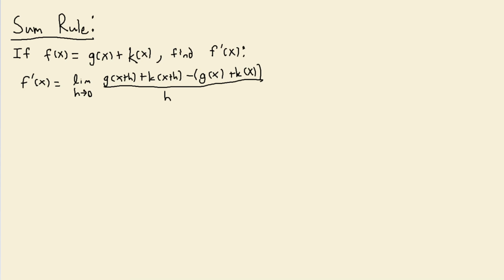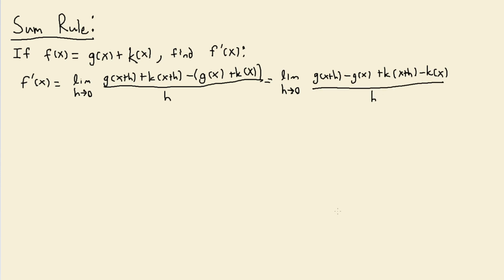So we can move things around in here and sort of organize things by function. I can put g of x plus h by g of x. Let's go ahead and do that now. So this would become the limit as h approaches 0 of g of x plus h minus g of x plus k of x plus h minus k of x. Remember, you would have to distribute this negative. All this would be over h.